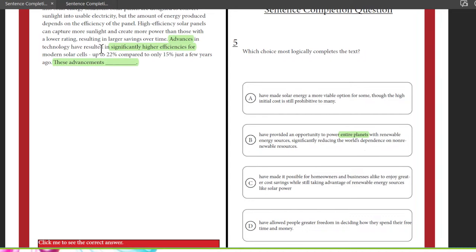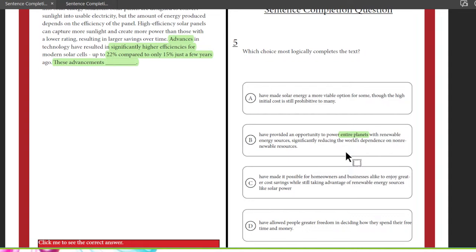And even just looking at what it said in the last sentence, 22% compared to only 15%. I mean, hey, that's great improvement in just a few years, but I don't know if that's enough to start suddenly powering planets. Like, that seems a little extreme to me right now. Like, let's not get too excited about this technology. I feel like that one goes too far.